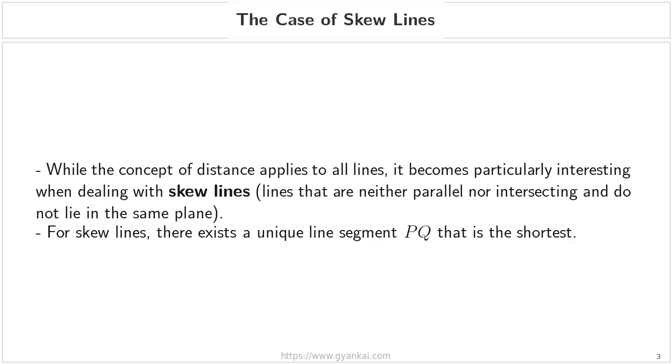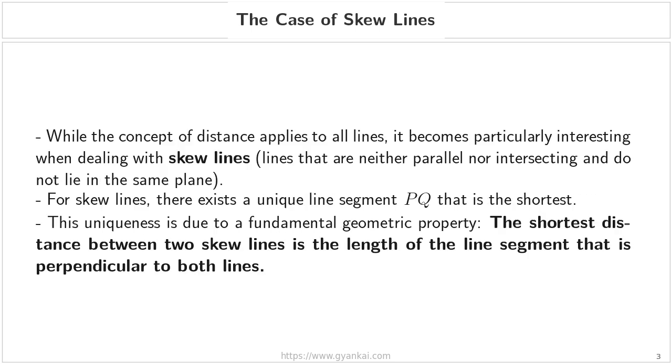What makes skew lines so special is that there is one, and only one, unique line segment, let's call it PQ, that represents this shortest distance. There isn't a range of minimum distances, there is just one specific path. And why is this segment unique? It comes down to a fundamental geometric property that you'll need to remember for your calculations. The shortest distance between 2 skew lines is exactly the length of the line segment that meets both lines at a right angle. In other words, the shortest distance is measured along a line segment that is perpendicular to both lines. We will explore why this perpendicularity is so crucial in the next slide.